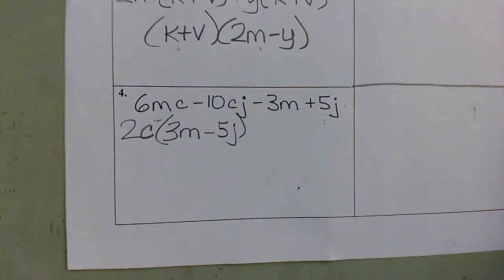Okay? I got a negative 3M plus 5J. I need it to be a 3M minus 5J. What's the only thing I need to remove? The negative.